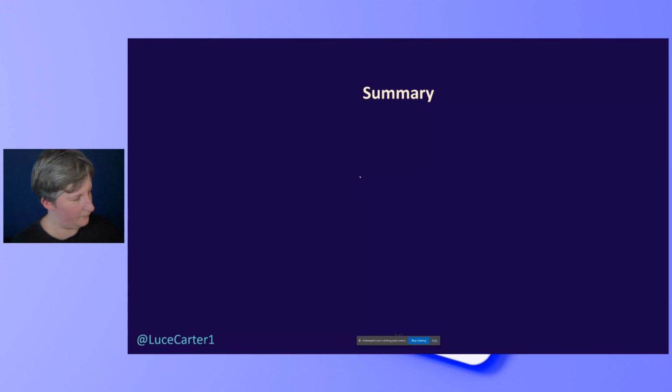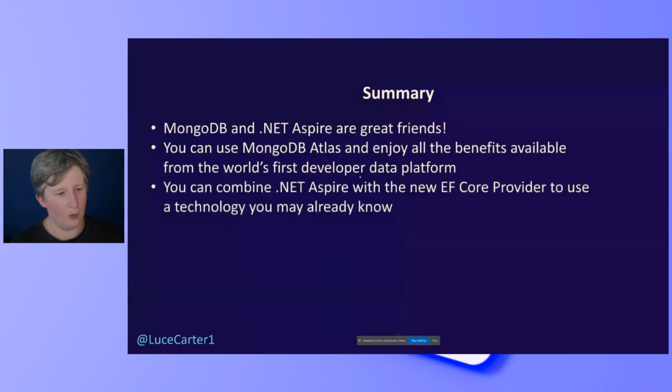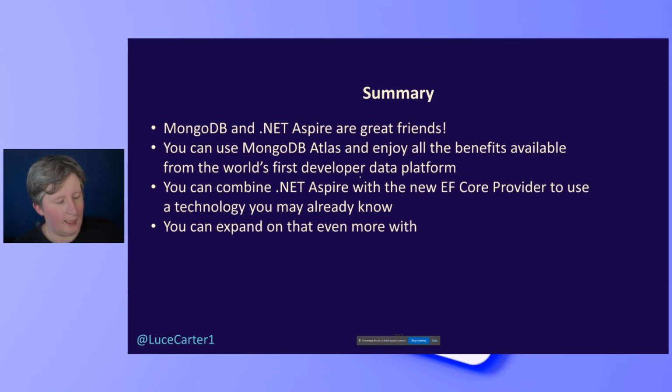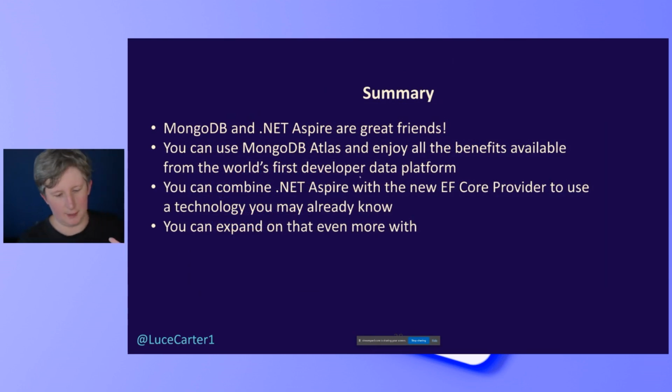Right, so I think we're good for time. So basically, I love the team anyway, so hearts to you. But also as products, they work really well together, and it's only getting better. You can use MongoDB Atlas with Aspire to enjoy all the benefits available from the world's first developer data platform. But you can also combine it with a new Entity Framework Core provider to use a technology you may already know. And you can expand on that even more with other things like search. I don't know why this is cut off. I'll update this. But anyway, yeah, long story short, it's great. You can expand on it with other things.